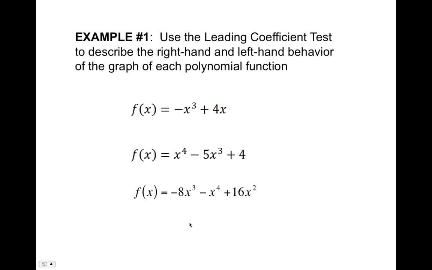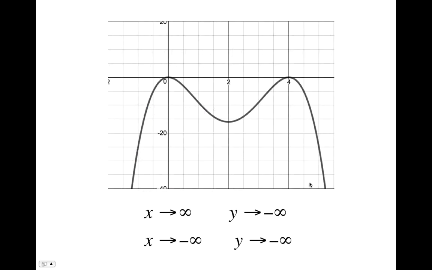The last one, just be careful. It does have the leading coefficient hiding in the center. It's an even variable or even degree, but it is a negative version this time. So the two sides will fall on both sides. And sure enough, here is our graph, and we describe the behavior in this way.